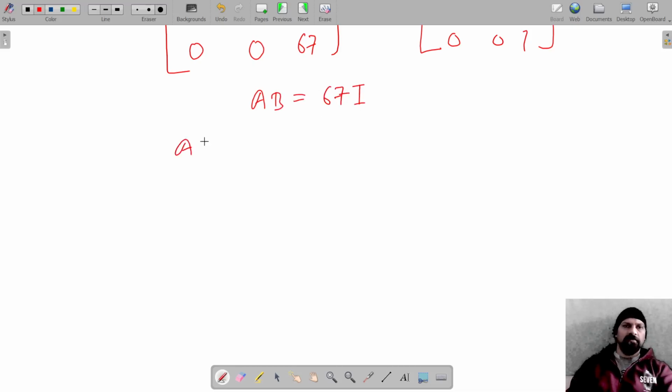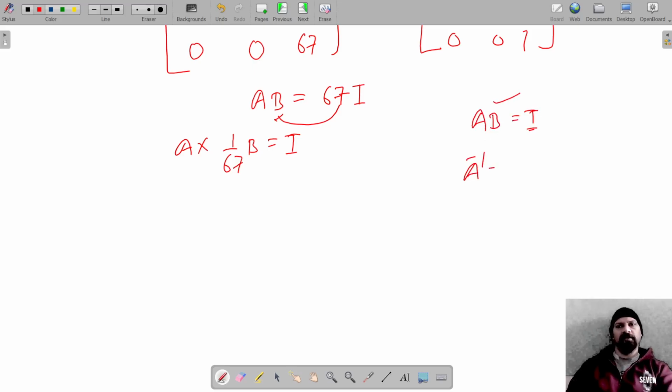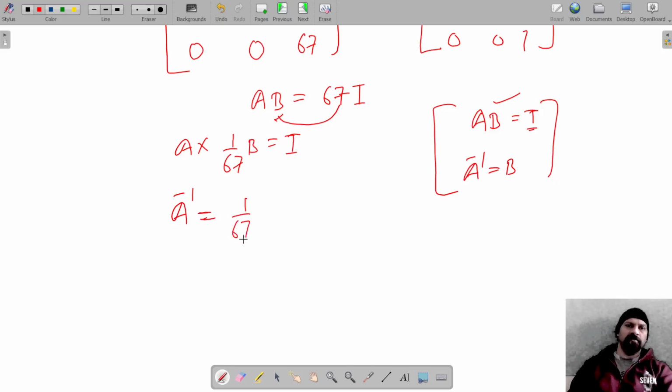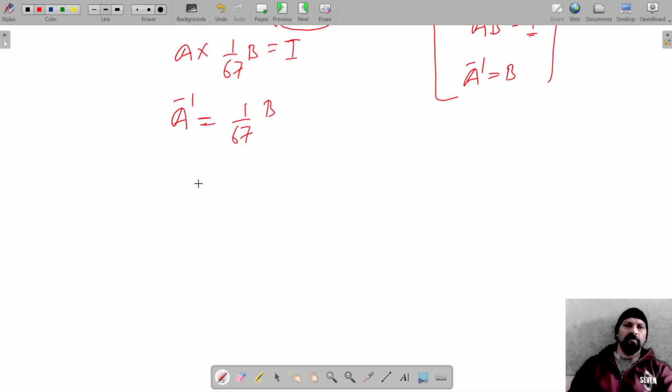And I can write it as A into, let's shift 67 to this side, so this is 1 by 67 into B is equal to identity matrix. Now we know that if AB is an identity matrix, then B is the inverse of A. Then A inverse is equal to B. So that means here A into 1 by 67 into B is identity matrix. So that means the inverse of A is 1 by 67 into B. So we have got our A inverse.